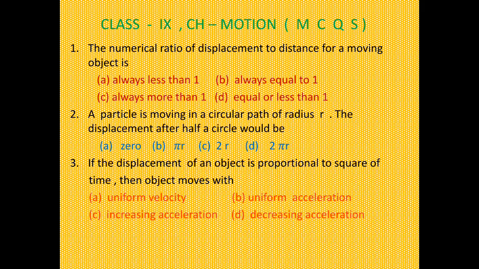Number 2, a particle is moving in a circular path of radius r. The displacement after half a circle would be 0, pi r, 2r and 2 pi r. So there are 4 options given to you. You have to select the correct one. Since the displacement is the shortest distance between initial and final position, when a body completes half a circle, then the distance between initial to final position is 2r. So in this case, your correct answer will be C.